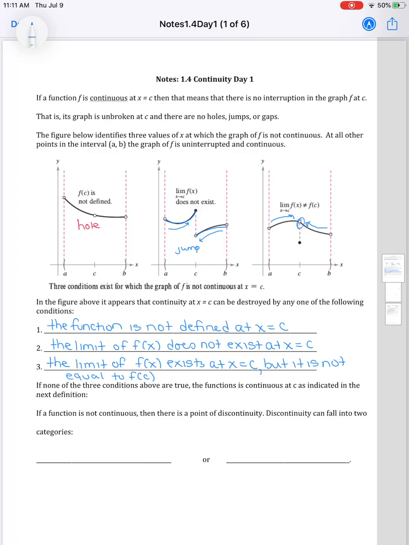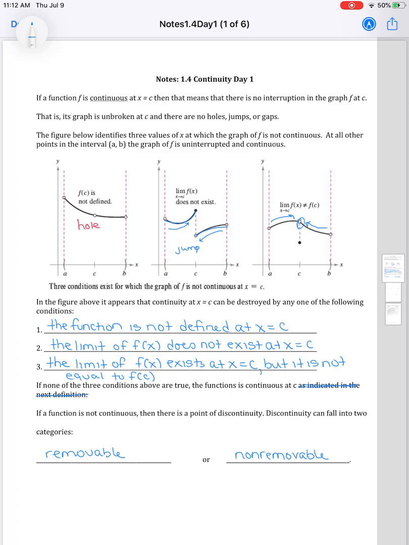As indicated, you can scratch that next part, okay? The function is just continuous. We'll just stop it right there. So if a function is not continuous, then there's something called a point of discontinuity. And there's 2 types of discontinuity that can occur. We can either have a removable type of discontinuity, or we can have a non-removable type of discontinuity.